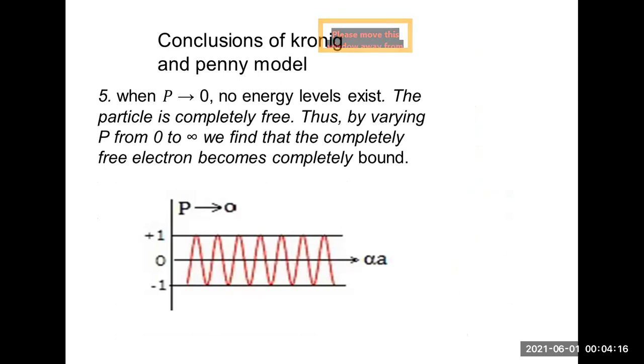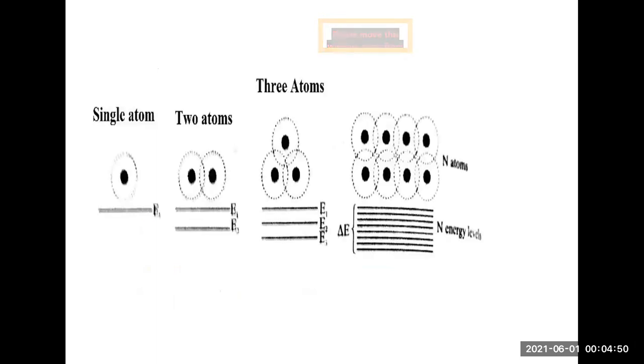What is happening when P is equal to 0? Definitely you don't find any energy level, and the particle is completely free. By varying the value of P from 0 to infinity, the free electron, which has been assumed by Kronig and Penney, can become completely bound. You can see the schematic diagram where on the x-axis we have taken alpha a, and on the y-axis we have taken P tending to 0. With this we can see how the energy bands in solids have been formed.